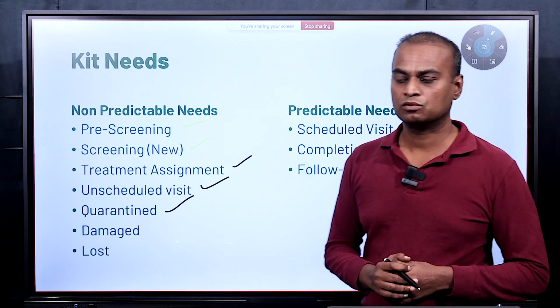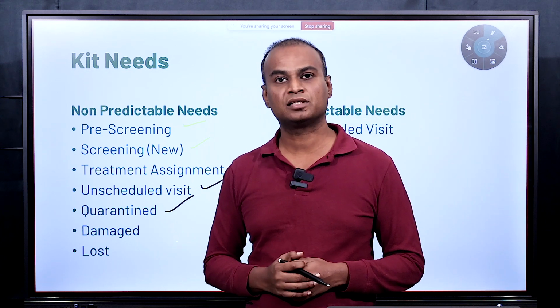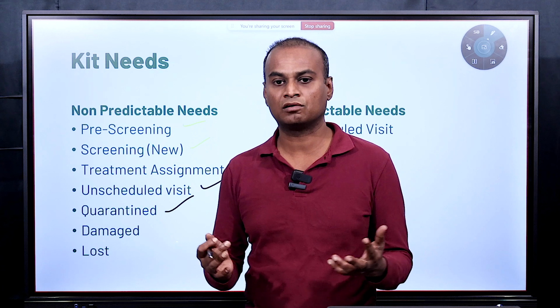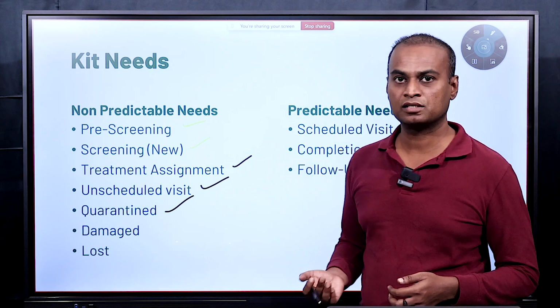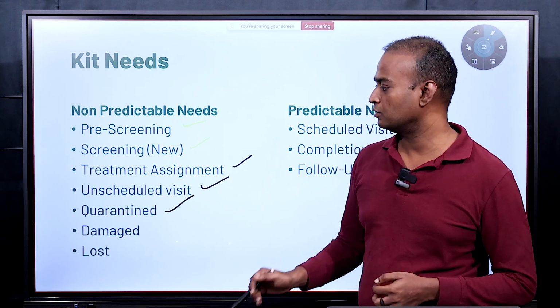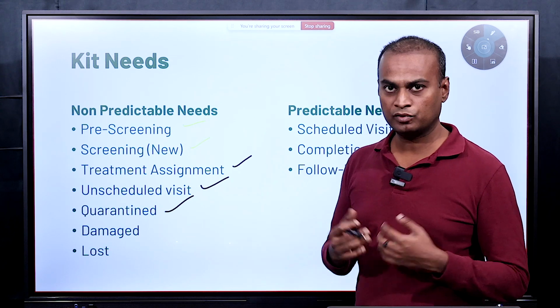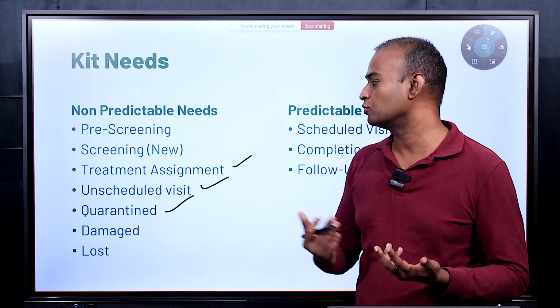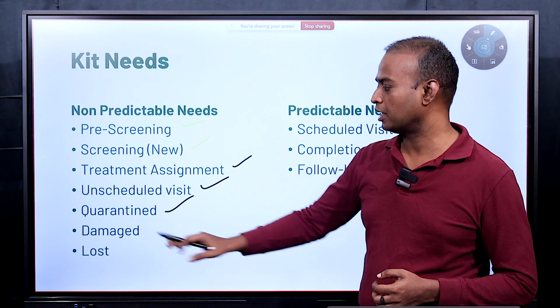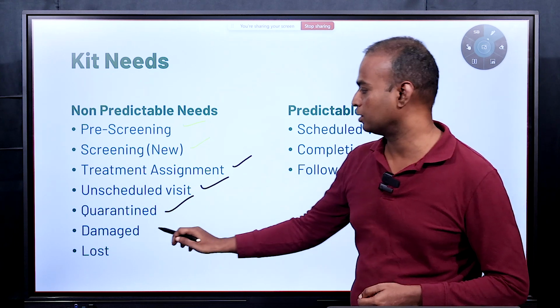And also damage. You don't know when the kit can be damaged at the site. If the kit falls from a height, or if the kit is out of temperature and QA says this kit is not usable, then you have to mark it as damaged. You cannot predict when a kit is going to be damaged. That's the reason even a damaged kit is considered an unpredictable need.